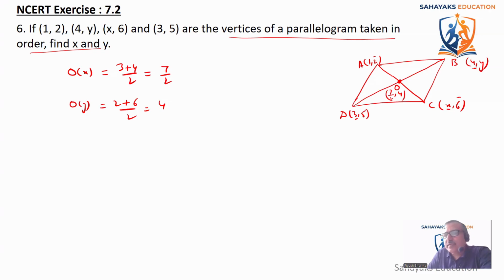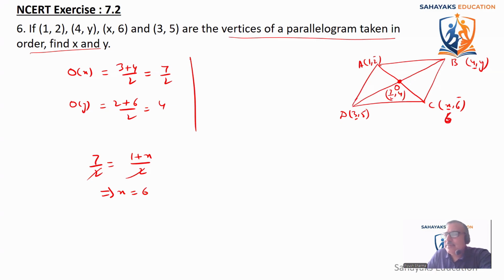We also know that the x coordinate here of O is also the midpoint of A and C. So we can find it from here. So we can say 7/2 is equal to 1 plus x divided by 2. The 2 will cancel out, so the value of x comes out to be 6.